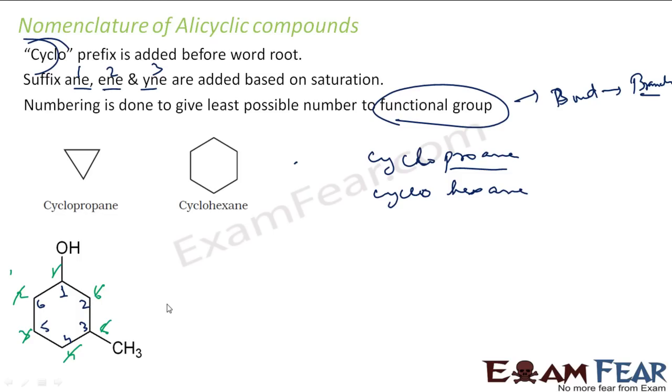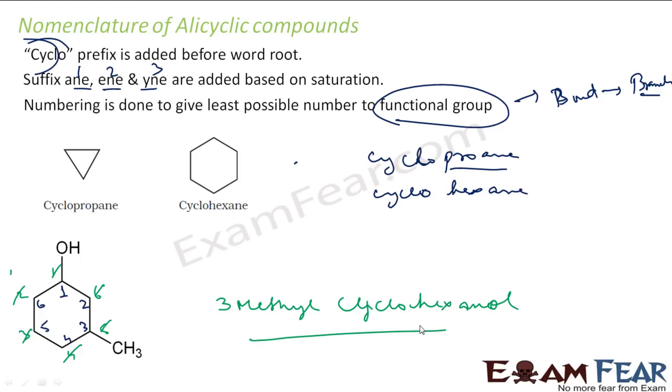With that numbering, first I'll write the prefix. The prefix is the methyl at the 3rd position, so 3-methyl is my prefix. Then I have my ring here, so it is cyclo, and there are 6 carbons, so hex, all single, ane, and the alcohol group, ol. So it is 3-methylcyclohexanol. Correct? 3rd position I have methyl, so 3-methyl. Then I have to write the word root. Since it is cyclic, 3-methylcyclohexane, all single, ane, and then alcohol, ol.